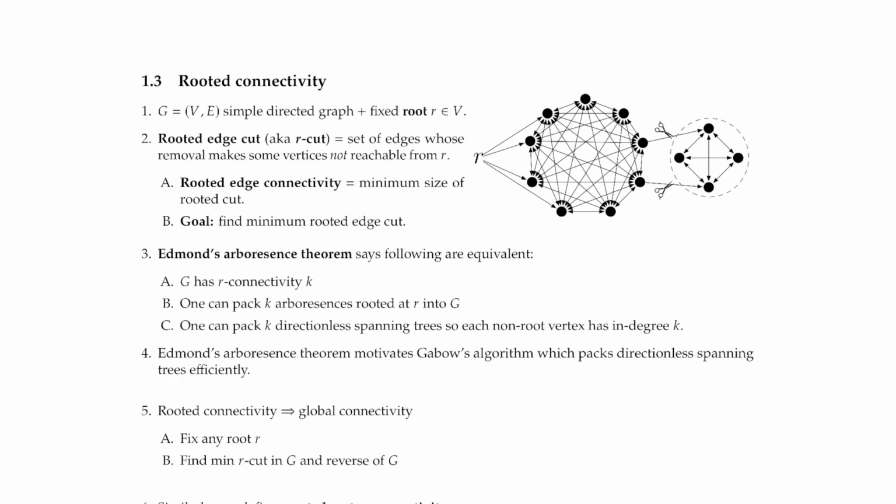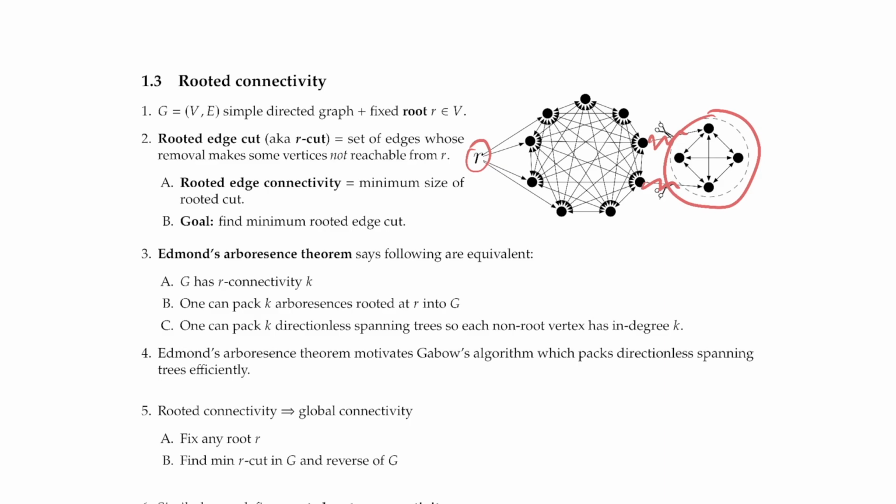In this paper, we actually focus more primarily on the rooted connectivity problem. In rooted connectivity, you have a directed graph, but you also have a fixed root vertex denoted R. A rooted edge cut is a set of edges that when you delete it, makes it so that R can't reach some other vertex. So if we delete these two edges here, then all of these vertices can no longer be reached by R. The goal in rooted connectivity is to find the minimum cardinality rooted edge cut.